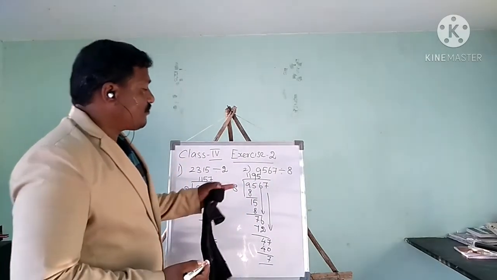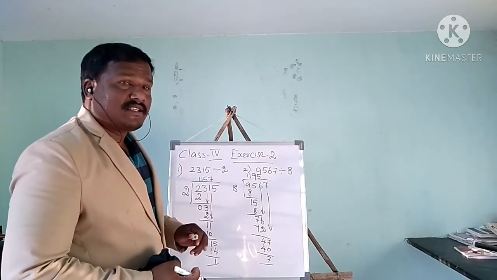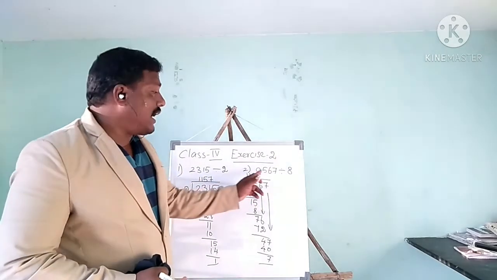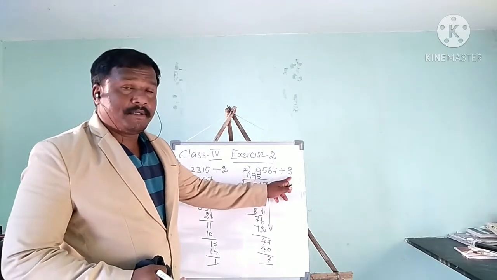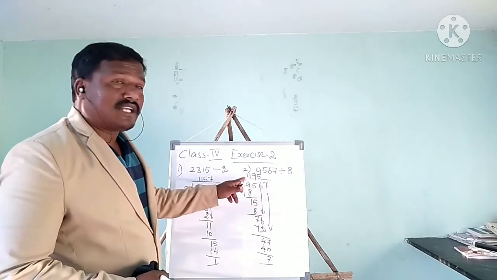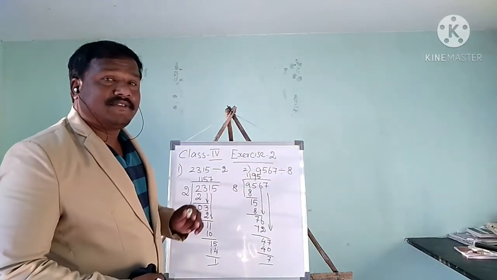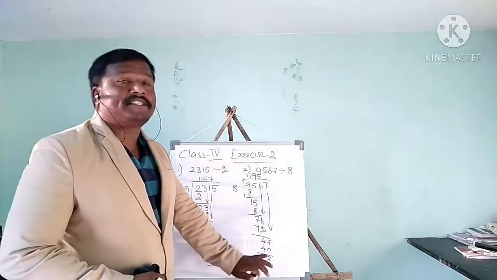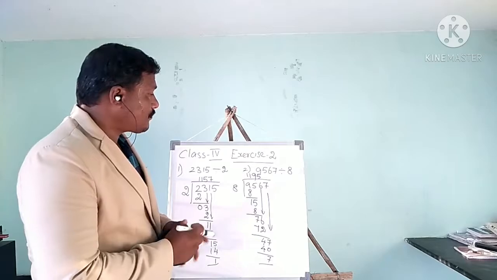So each person I can give 1195 rupees. I have 9567 rupees. I want to give 8 people. So how much amount does each person get? 1195 rupees. If I give 8 people, I have an extra 7 rupees. Okay, so this is the answer.